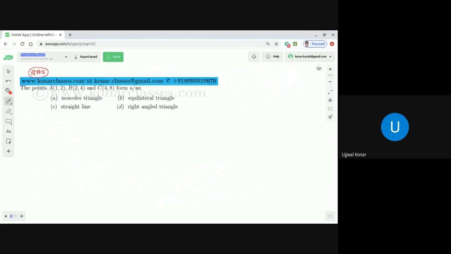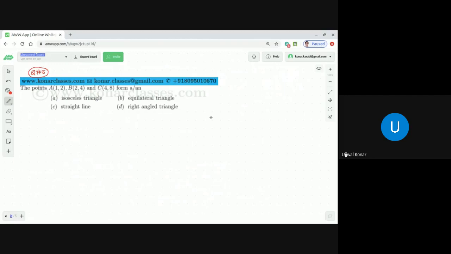So let me give you an idea. If it is a triangle, then definitely we can find a relationship among the lengths of the different sides. And if it is a straight line, then the sum of the distances between two pairs of points should be equal to the distance between the two extreme points.